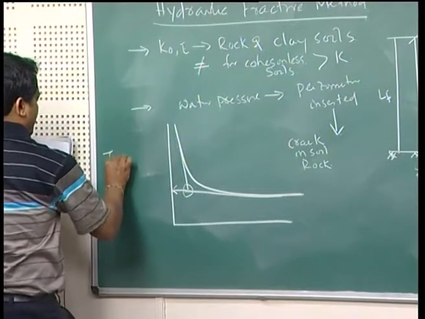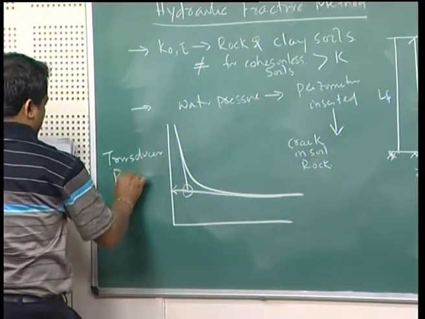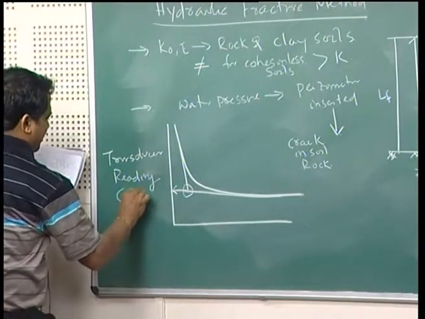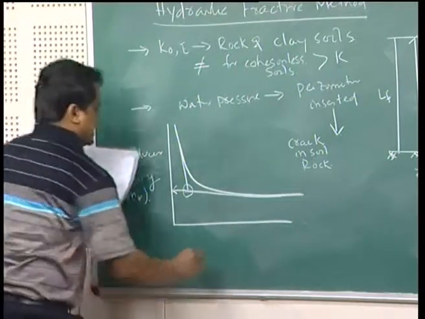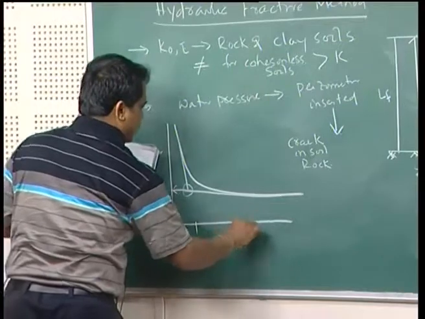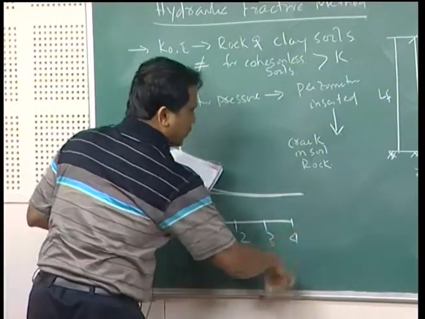This is your transducer reading in mV and this is time. So, 1 minute, 2 minutes, 3 minutes, 4 minutes, like this, 1, 2, 3, 4.